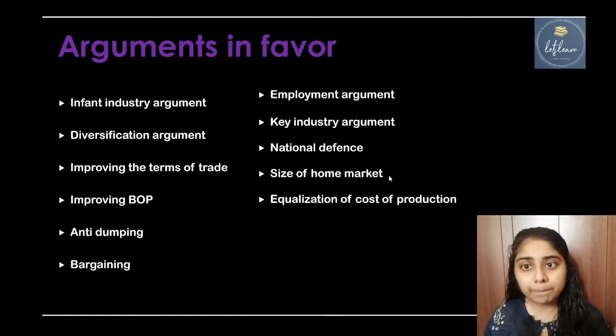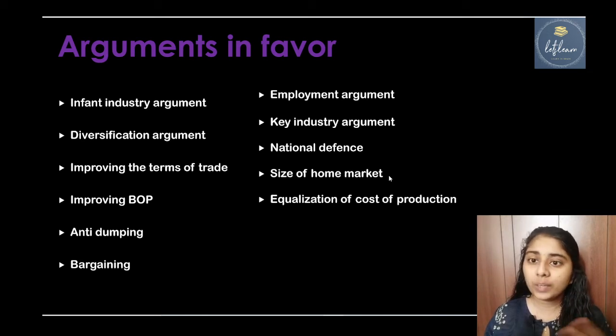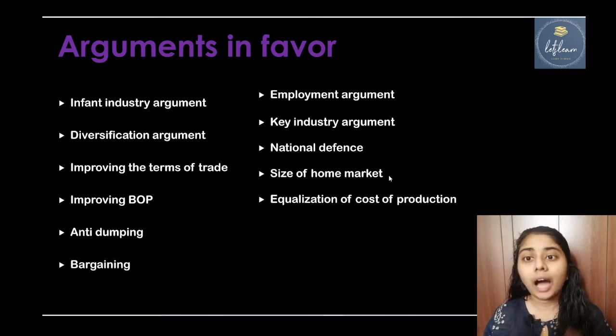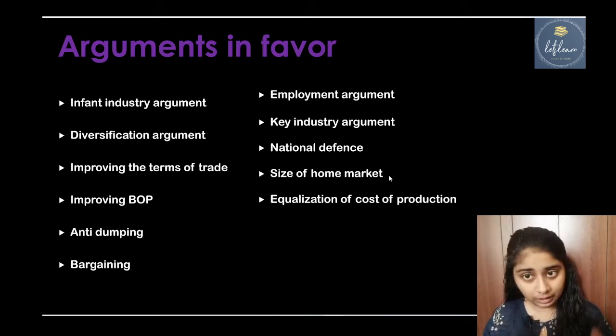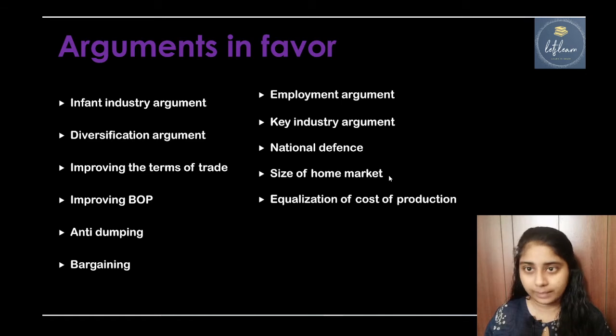In order to improve the terms of trade, first we need to develop our domestic industries. So for that also, for a limited period of time, protectionism is very much necessary. Then comes improving BOP. When we are emphasizing more on the domestic product, it will help in the development of our balance of payments. So when our economy is in a very low state and we need to develop the balance of payments, we choose the protectionism policy. Then comes anti-dumping.